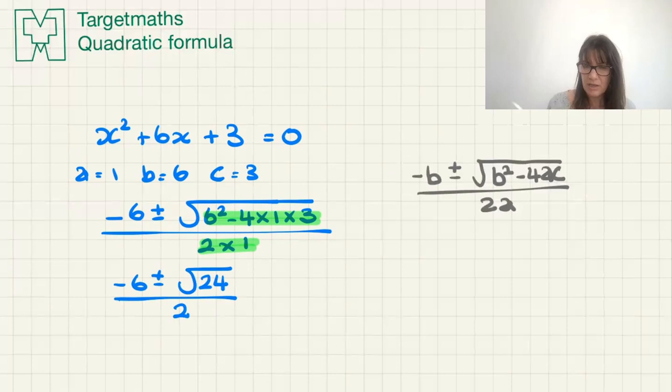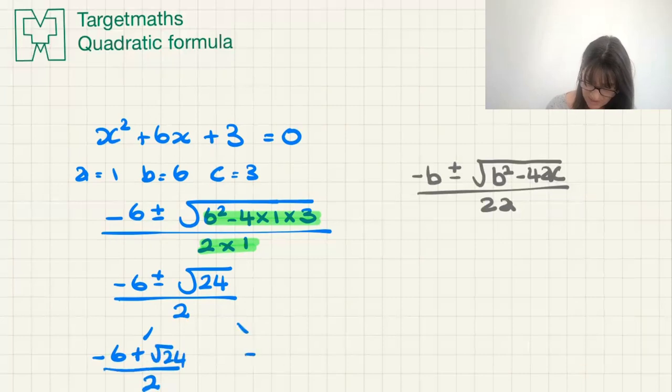If your root isn't coming out well, then again, break it up even more. Do your 6 squared and get 36. Then write your takeaway. Then do your 4 times 1 times 3. And then you'll see whether or not this turns into an add, which it can do when we've got more negatives going on. Okay. Split this now into its two possible solutions, minus 6 plus root 24 over 2, or minus 6 minus root 24 over 2.